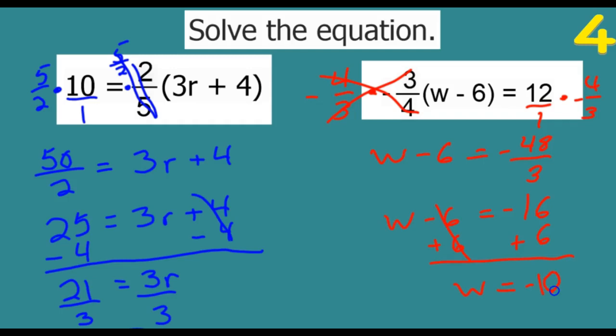Now, whichever way is easiest for you, do that. If it means distributing, distribute. Or if it means finding the reciprocal, find the reciprocal. It does not matter. You'll get the same answer no matter what.